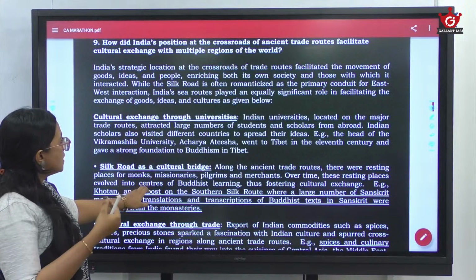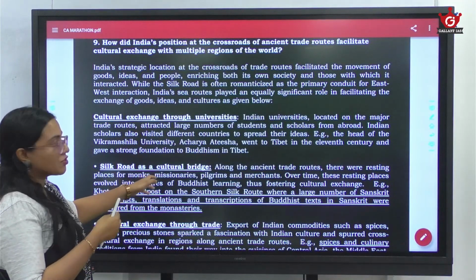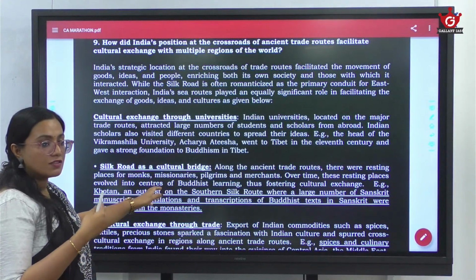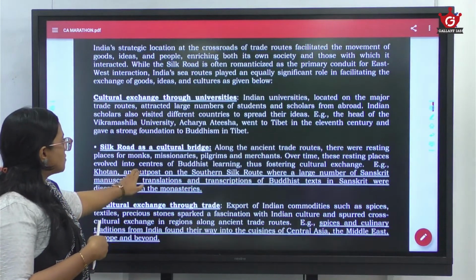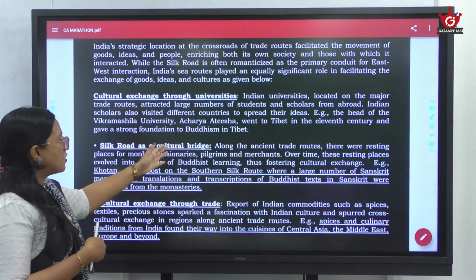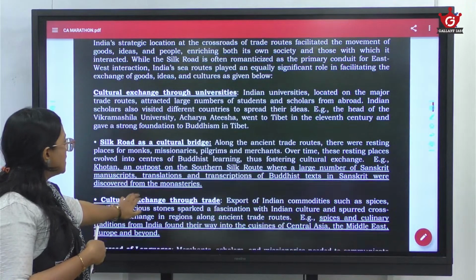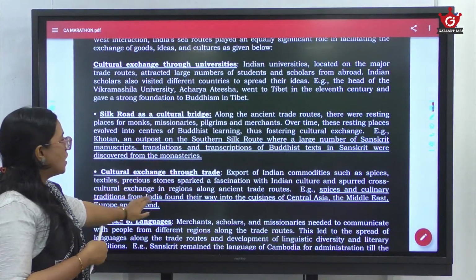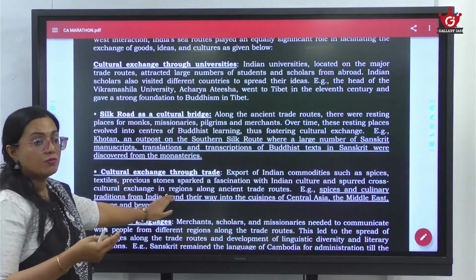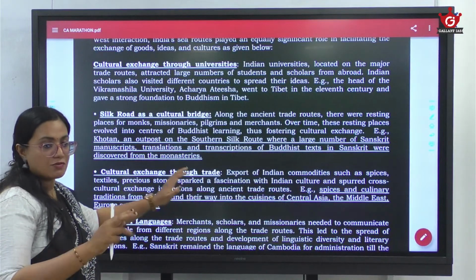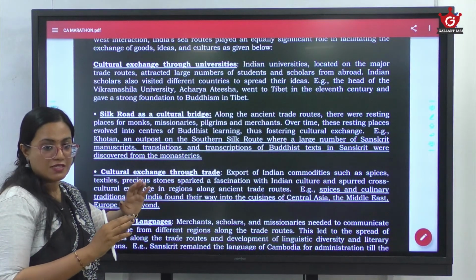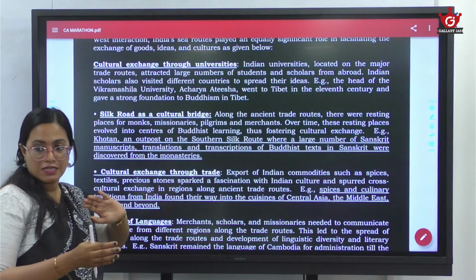Like how did this cultural exchange happen because of the trade routes? One is cultural exchange through universities; mention our Nalanda and Taxila universities. Silk Road as a cultural bridge. How did the Silk Road lead to Buddhist learning centers? Actually, these were the resting places of the traders, which later became the learning places.